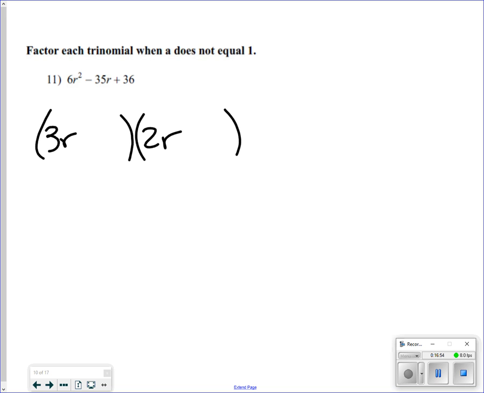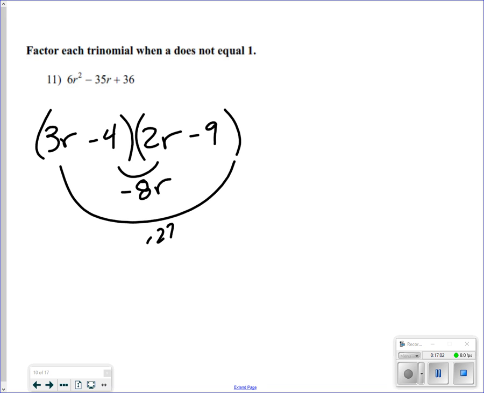So let's talk about maybe a negative 9 times a negative 4. Check it. I get negative 8r, negative 27r, and it adds up to the middle. So that is the guess. So I guessed two things that'll multiply to be 6r squared. I guessed the two things that multiply to be 36, and I ended up checking, and it was correct.